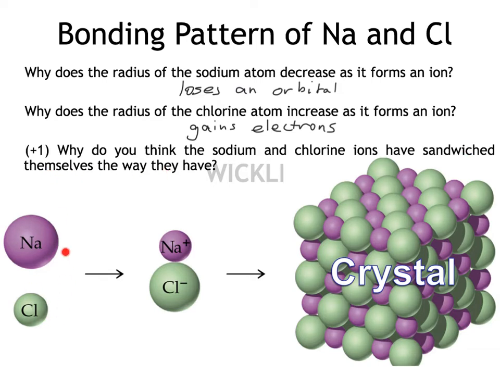So here are my sodium atom and chlorine atom. And you can see that the sodium atom decreases its radius as it becomes an ion as a result of losing an orbital. And the chlorine atom increases its radius as it becomes an ion as a result of gaining electrons from the sodium atom. But they sandwich themselves like this. And this is called a lattice structure. It's not on the Regents, but I'll write it in now.